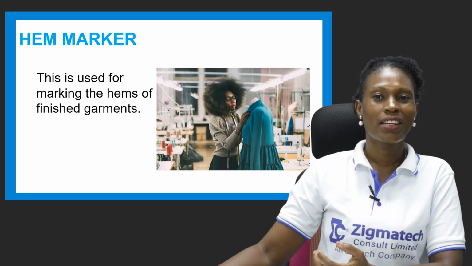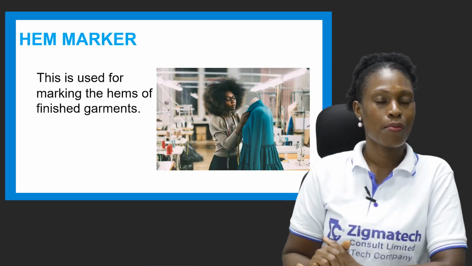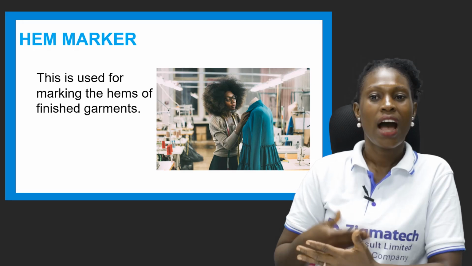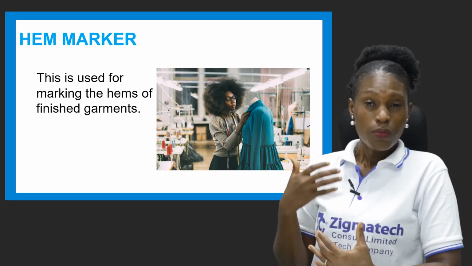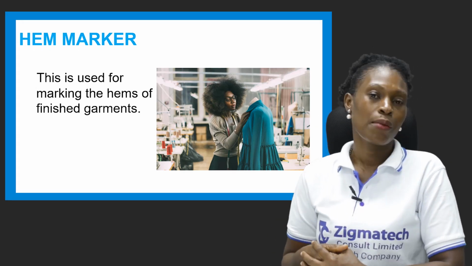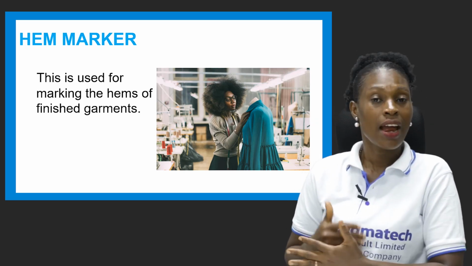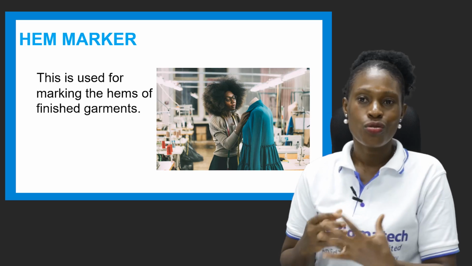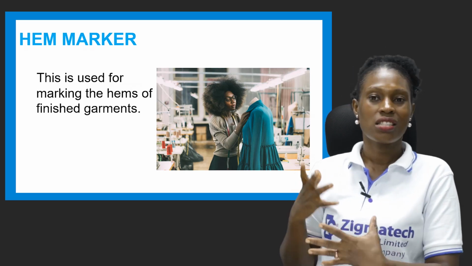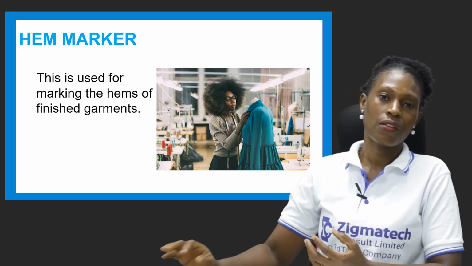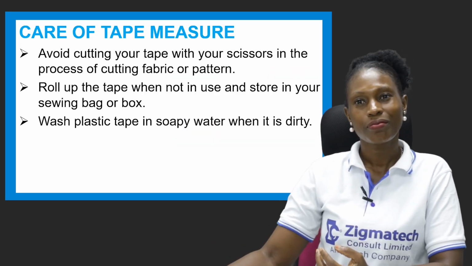Now the next one you have here is the hem marker. Like I said, the hem. So you have to mark. It is used for marking the hems of finished garments. After the garments are prepared, then I use the hem marker to do what? To actually mark these portions and parts of the finished garments.